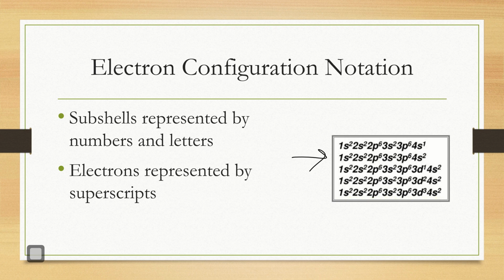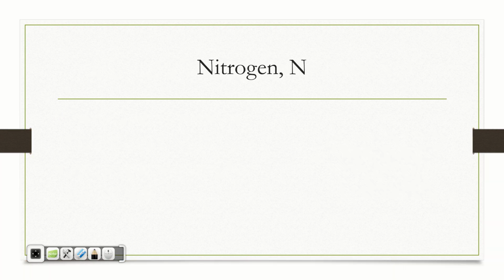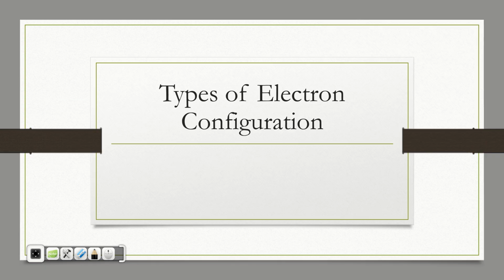All right? So let's start looking at some of these elements that we got. The first one we got is nitrogen. Sorry, I'm going to look at it. Nitrogen, manganese, and argon. All right? So I'm going to go back to my diagram.